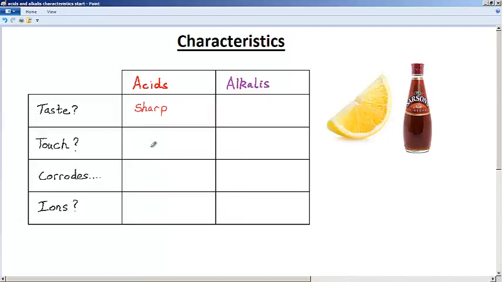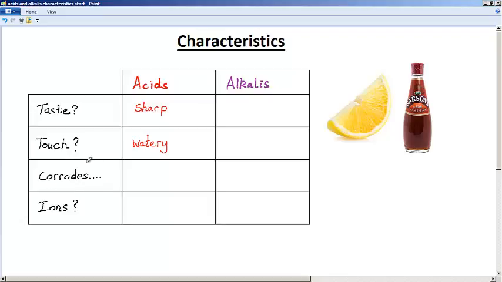What do they feel like to the touch? Well, lemon juice, vinegar, they feel watery. Now, I'd just like to emphasize this so that you've got this absolutely clear. If you want to taste or touch an acid, then you can taste or touch these substances here and nothing else, lemon juice or vinegar, but no other substance in your kitchen, please, because you do not know whether that substance may be harmful or not.